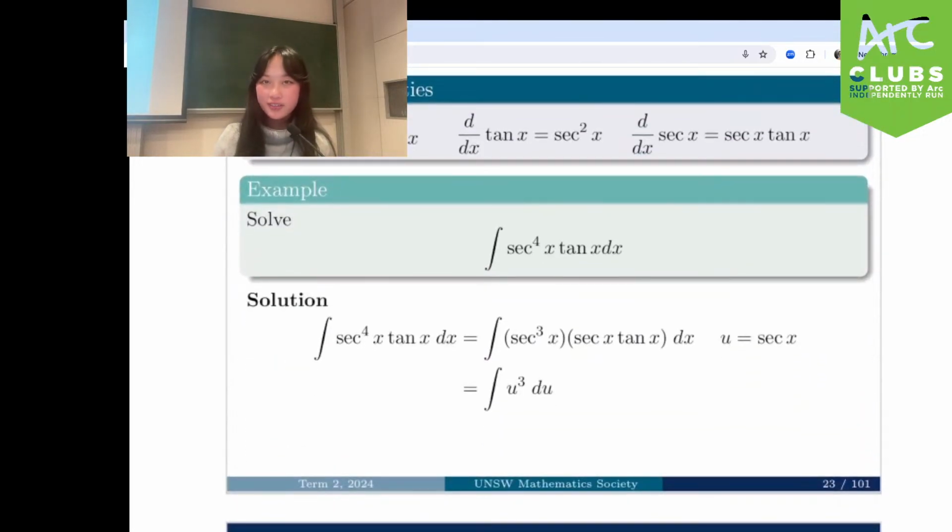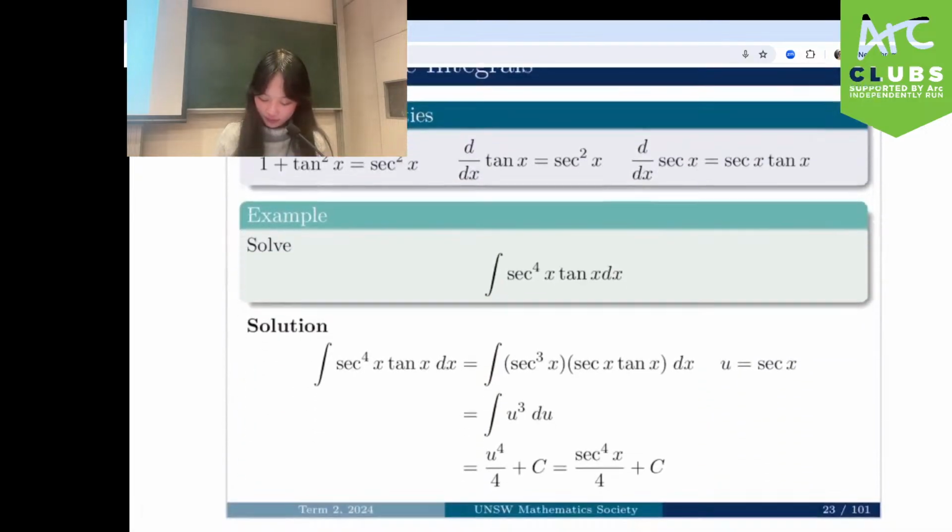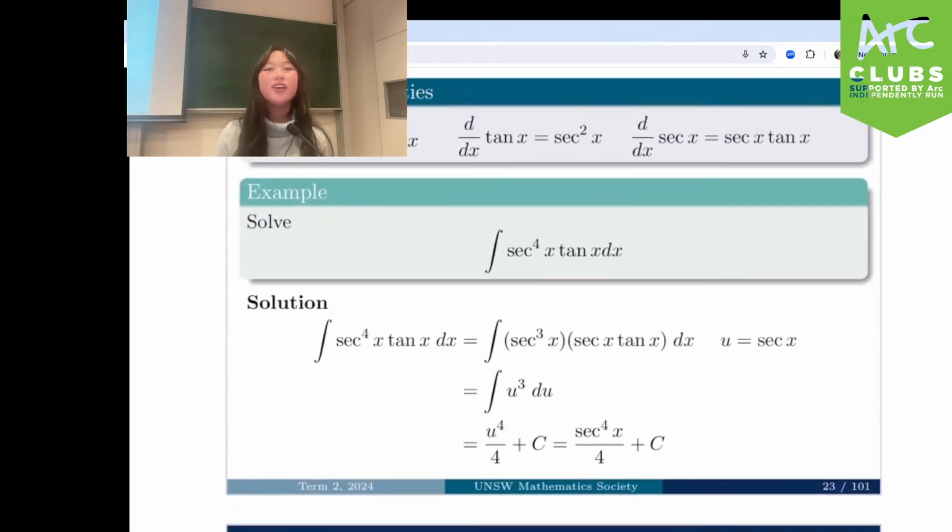I'm going to scroll to the final answer if you want to take a picture. Here's the final answer. Again, don't forget your plus c. This is an indefinite integral, so we need to have plus c in the expression.